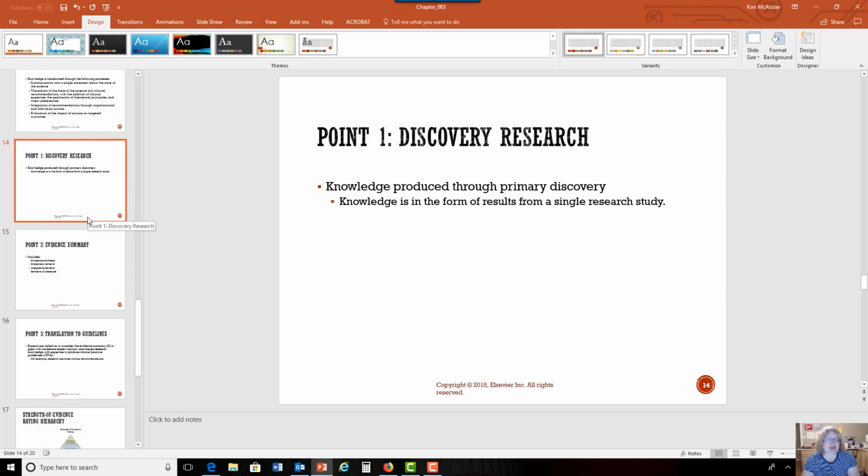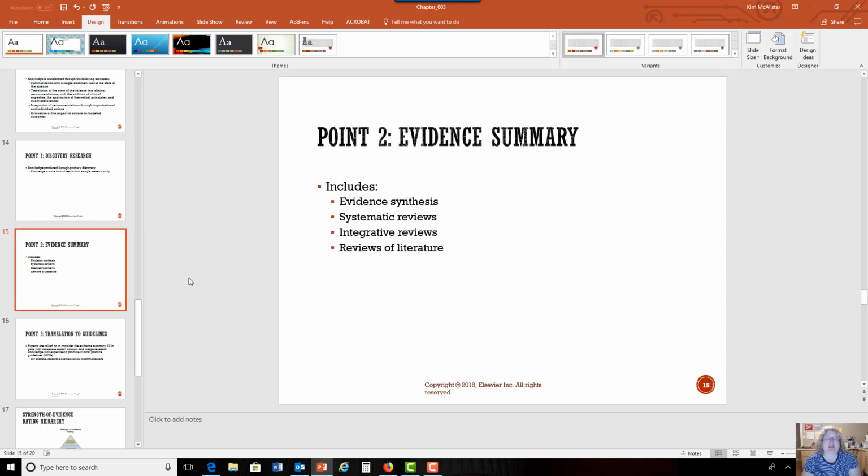So with point 1, again, knowledge is produced through primary discovery. We can also get knowledge from evidence summaries. This is where we synthesize the evidence. We talk about and think about what the strengths were, what the weaknesses were, what the situation was in which this was used. Would this apply to other areas of nursing, of healthcare?